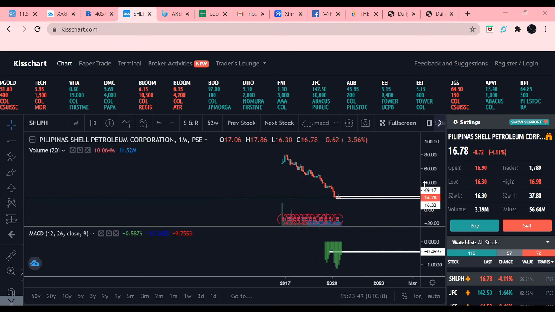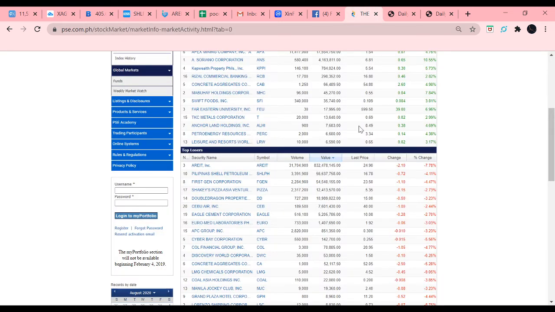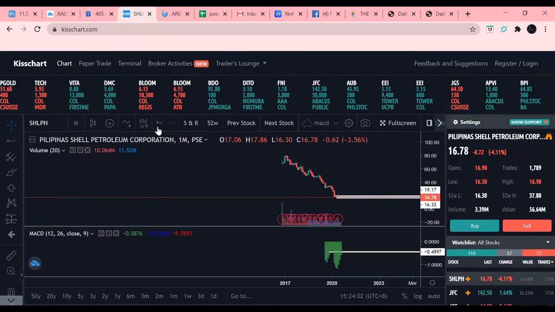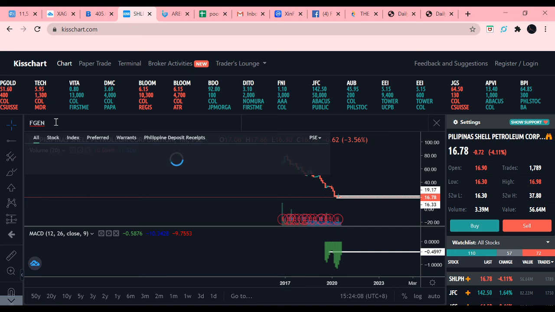So, yun. So, no trade zone for me for SHLPH. Antayin ko muna na magkaroon siya ng bagong support, kung magkakaroon siya ng bagong support. Ang kulit ko lang. So, of course, magkakaroon siya dyan. Ang tanong lang is kailan. So, FGEN. Sorry, no trade zone.